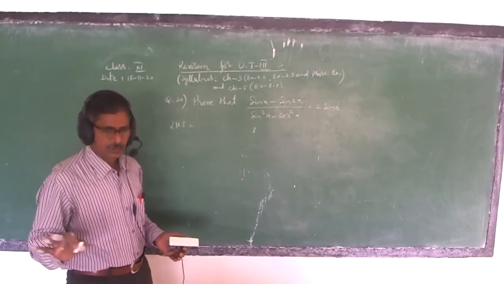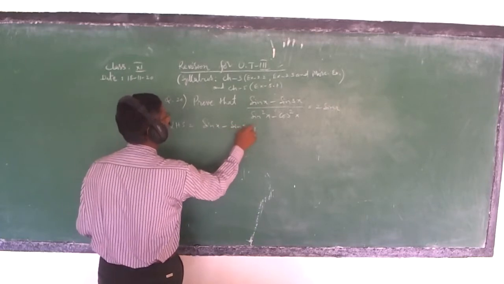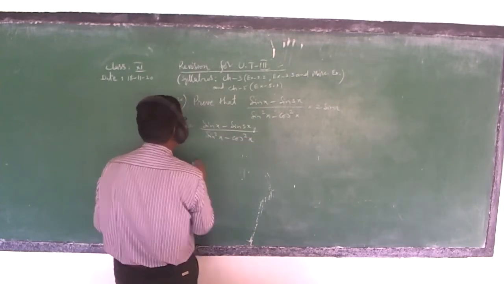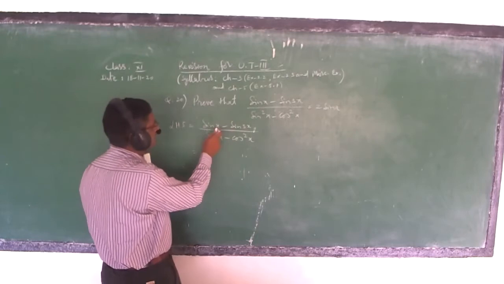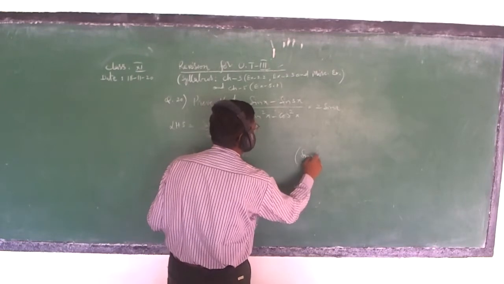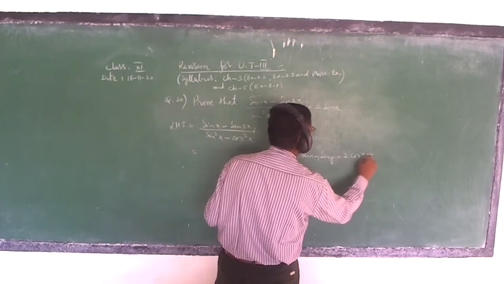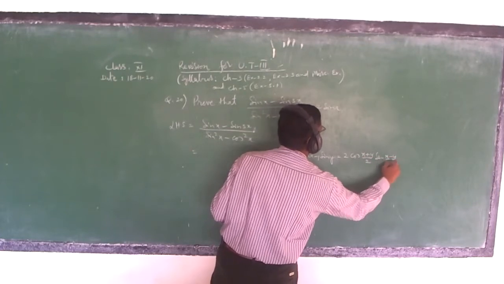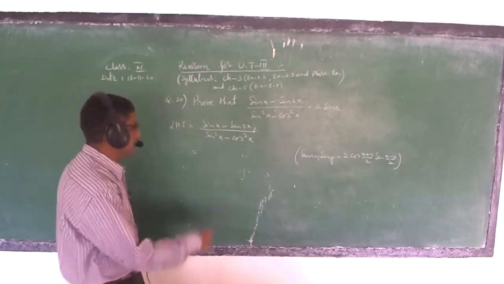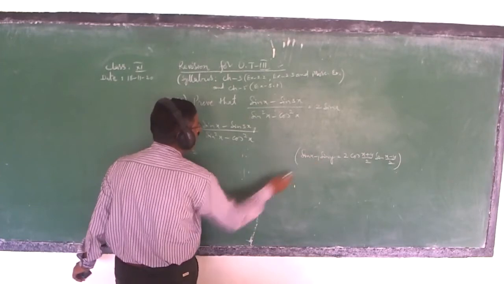No other alternative, right? So taking LHS, sin x minus sin 3x upon sin square x minus cos square x. For this, we need the formula: sin x minus sin y equal to 2 cos (x plus y) by 2 sin (x minus y) by 2. This formula we have to apply here for the numerator. For the denominator, I will tell you another formula in the next step.